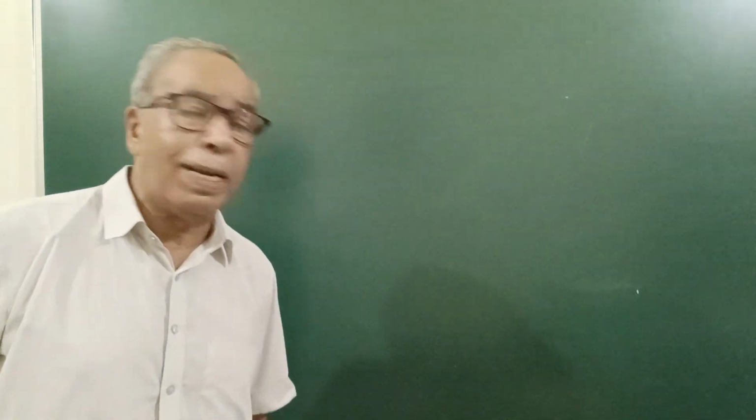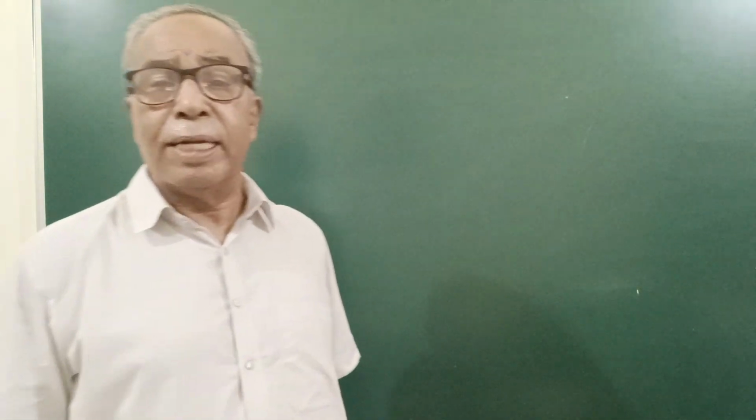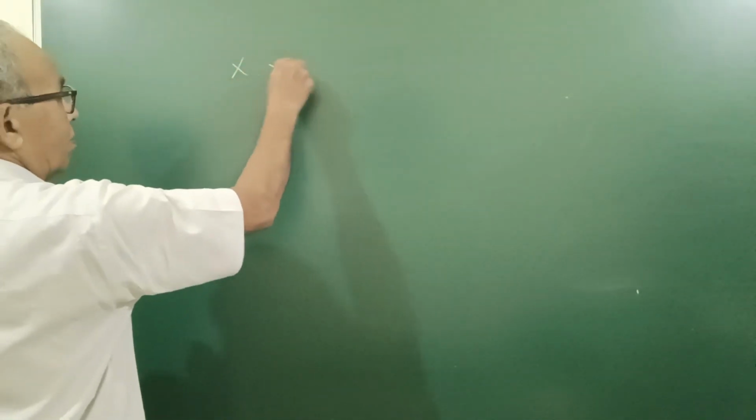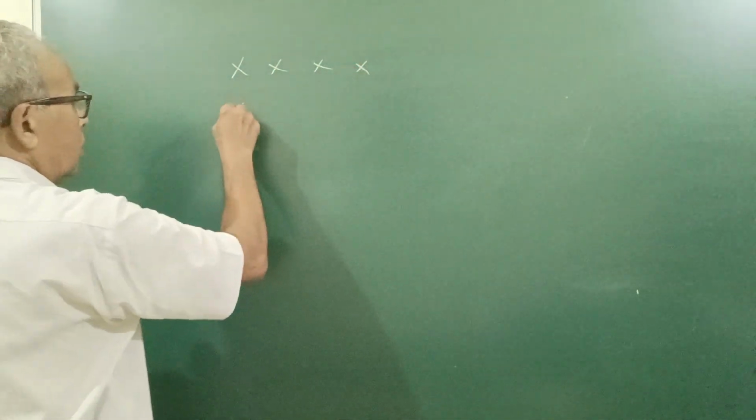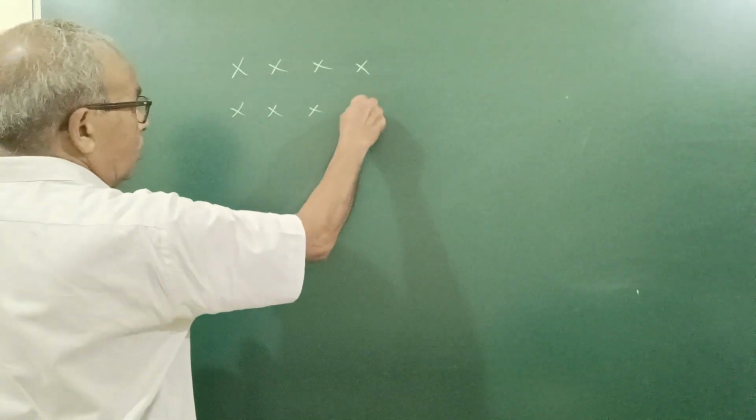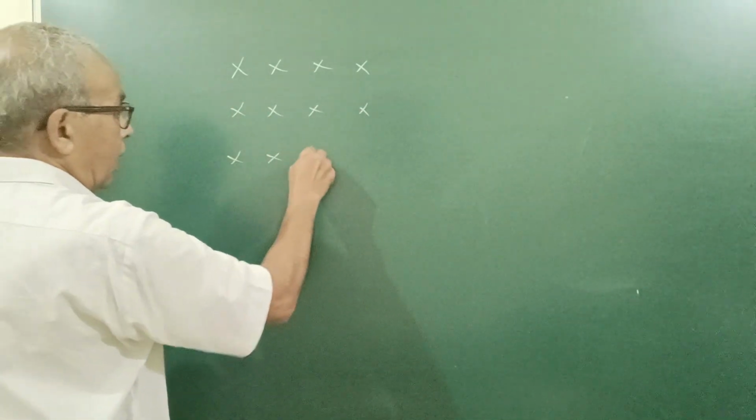Now there are many questions. How do we apply Lenz's law to find the direction of induced current? Suppose here I represent the magnetic field by crosses. These crosses mean the magnetic field is normal to the plane of the board and into it.